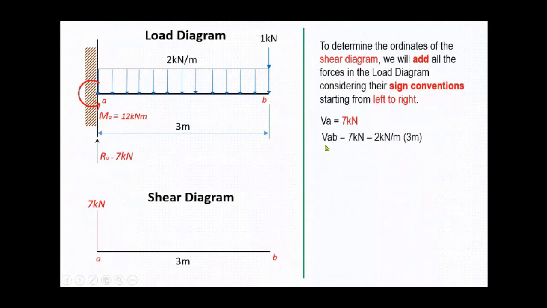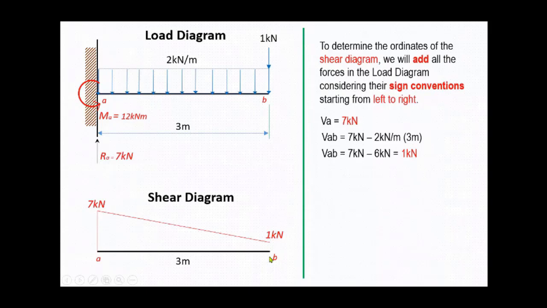And then the shear at segment AB, V sub AB, is equal to the previous shear minus the loading at segment AB. So the previous shear is V sub A, which is equal to 7 kilonewton, then minus 2 kilonewton per meter times 3, which is equal to 6. Therefore, 7 minus 6 equals 1. So in the shear diagram, from point A, we will draw a slanting line from 7 kilonewton down to 1 kilonewton at point B.